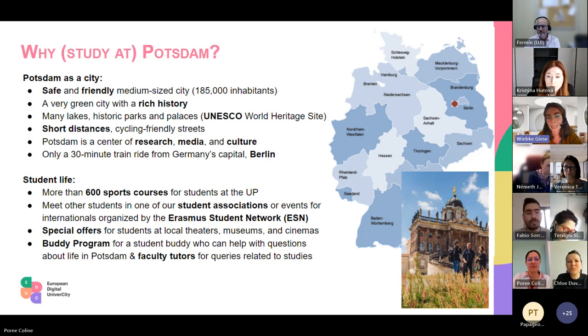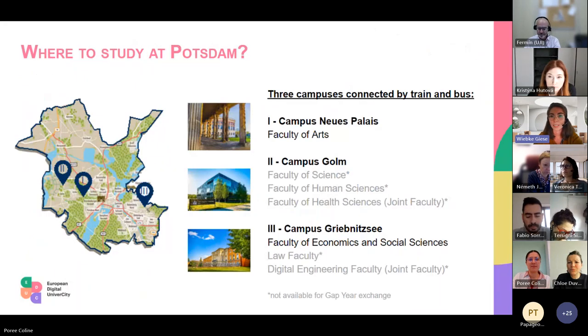We also have academic help in terms of faculty tutors, and we also have, of course, departmental exchange coordinators who will help you with any questions around your studies. And the next slide, please.